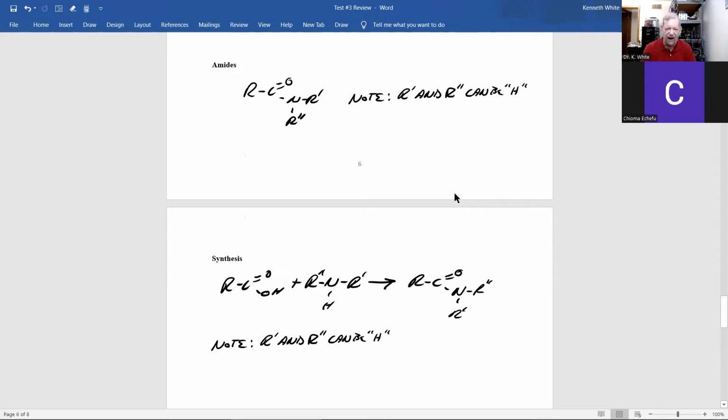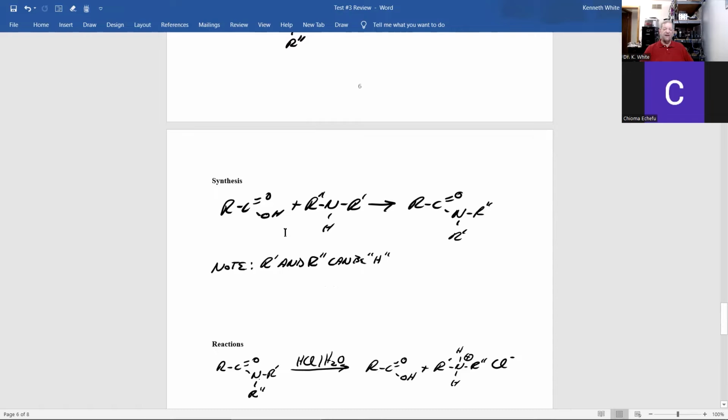Next, I talked about amides. An amide is where you have a carbonyl, carbon double bond to oxygen, R group here, nitrogen. On the nitrogen, you have R prime and R double prime. And note, both R prime and R double prime can be hydrogen. So if both of them are hydrogen, that'd be NH2, or one of them, or none. And this is an amide.